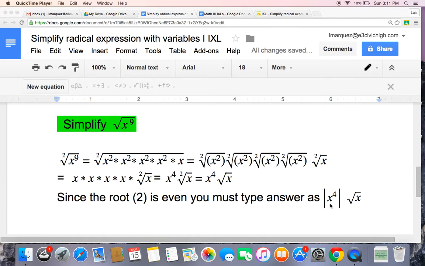As you keep working on these problems, you're going to be skipping steps and you are going to do less writing and finish it up more quickly. But for now, I just wanted to show you all of the steps.